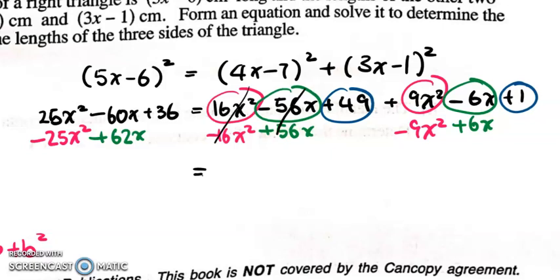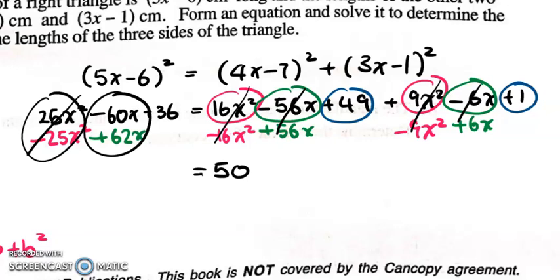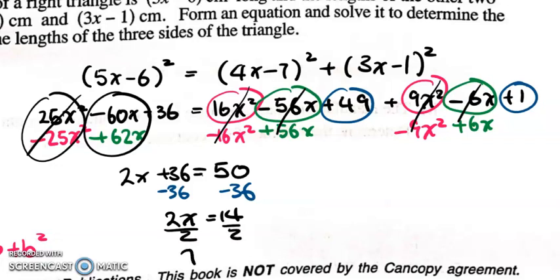Okay, so note that every other term here has canceled out. On my right-hand side, all I've got left is my constant term, which is 50. And on my left-hand side, 25x squared and negative 25x squared cancels out. Negative 60x and positive 62x, I am left with 2x plus 36. And of course, we are going to minus 36 from both sides. And that leaves us with 2x is equal to 14. Divided by 2 on both sides, x is equal to 7.